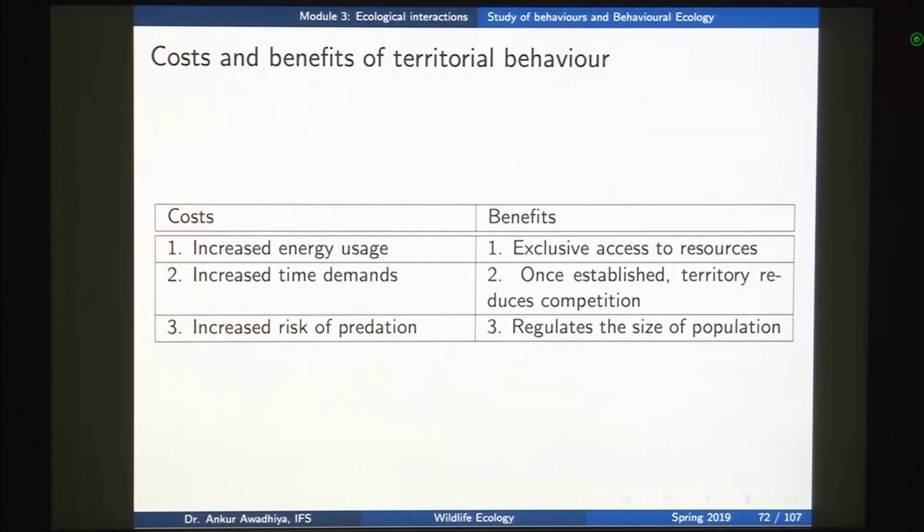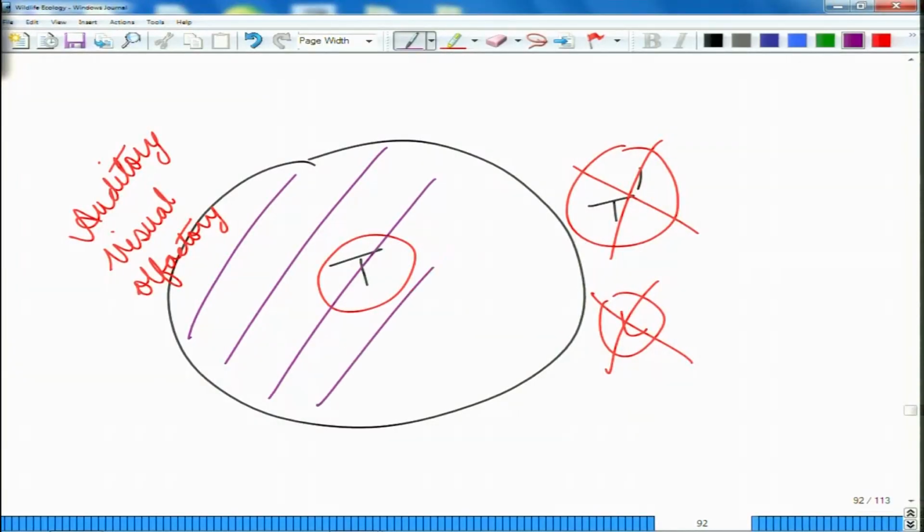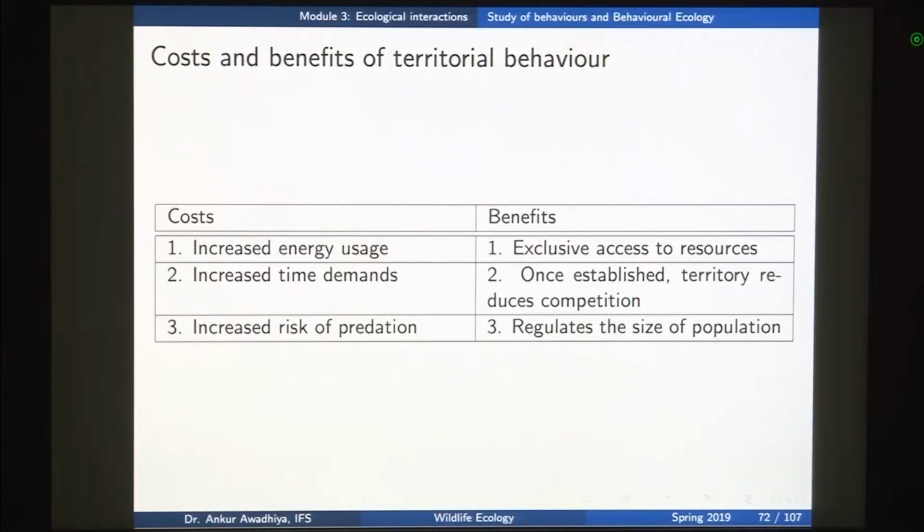If you have a territory, you have exclusive access to resources. So, if a tiger has defended this territory, all the animals that are inside this territory are now food for this particular tiger. It does not have to share these animals or these prey species with the other tigers. If there are any tigresses in this territory, it does not have to share its mates with the other tigers. So, it provides exclusive access to resources, and once it has been established, territory reduces competition.